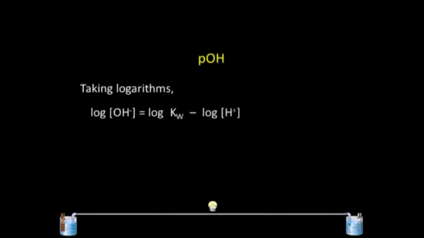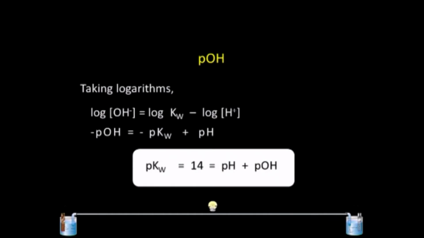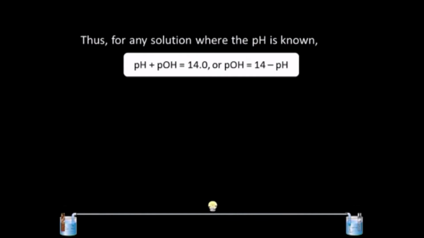If we take logarithm in this equation, we can write it as log OH minus is equal to log Kw minus log H plus, and for pOH we write it as minus pOH is equal to pKw plus pH. This gives a relation which is pKw is equal to 14, which is equal to, again, pH plus pOH, which indicates that the sum of pH and pOH in a solution will always be equal to 14. Thus, for any solution where the pH is known, we can write pH plus pOH is equal to 14, or pOH is equal to 14 minus pH.